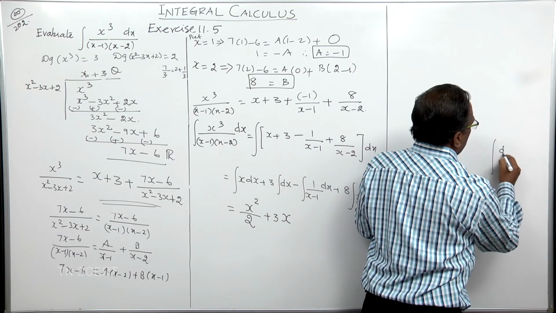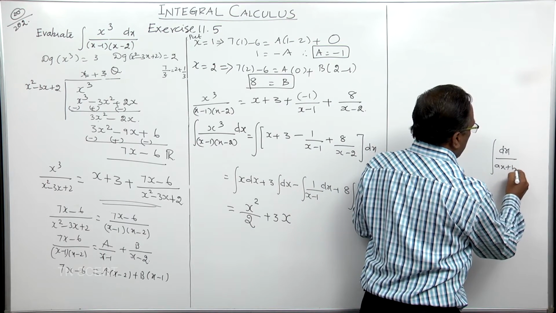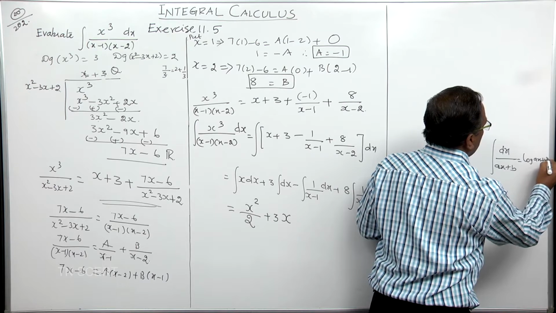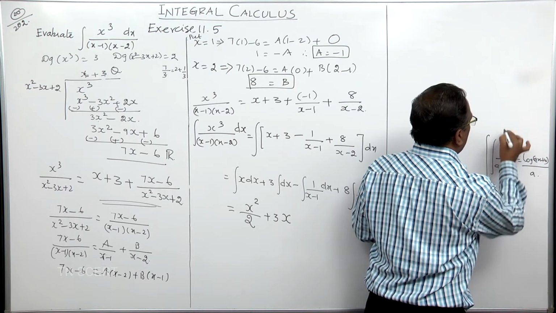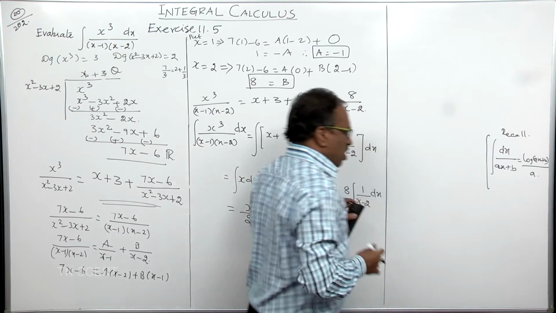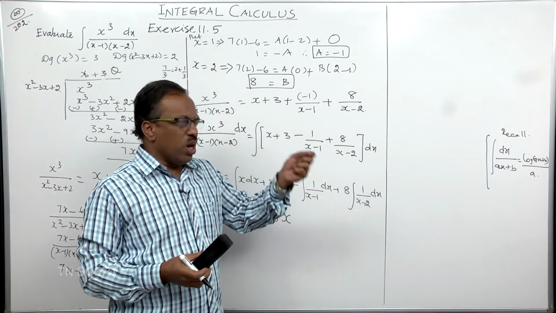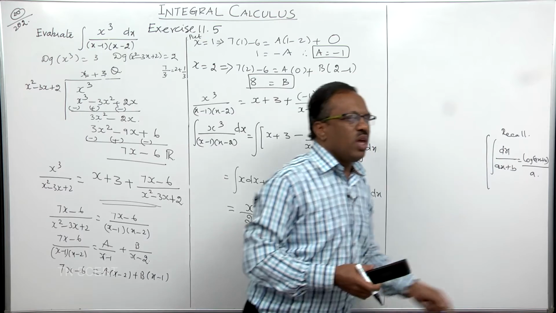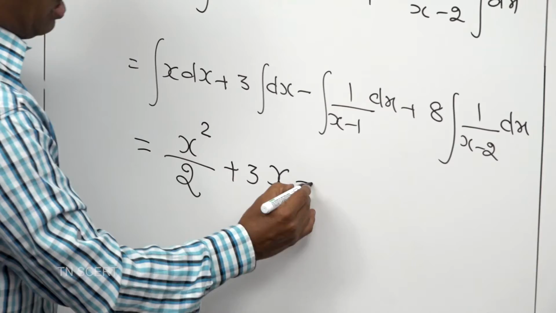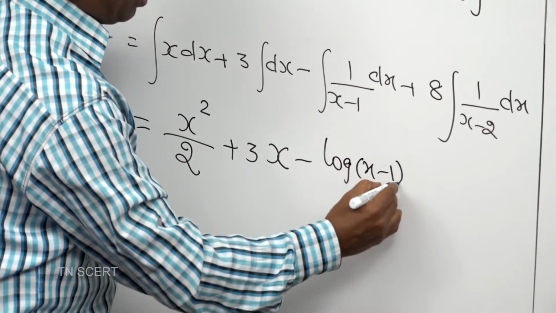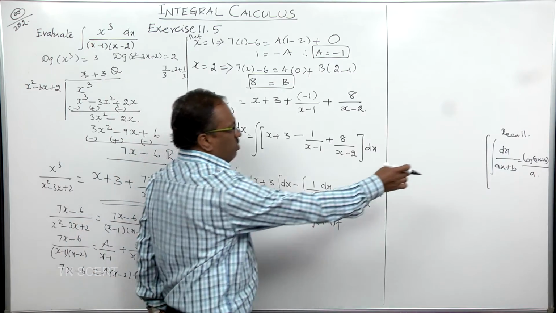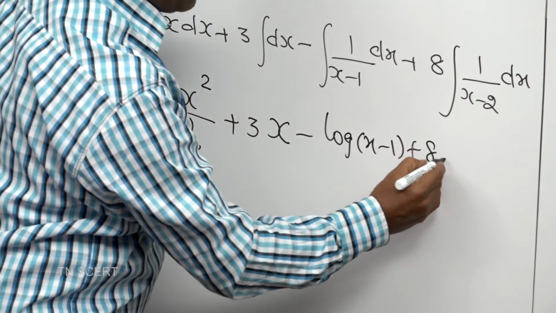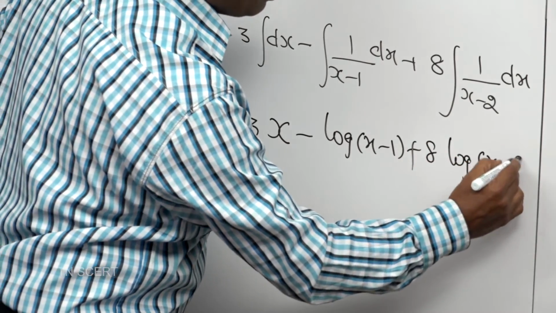Dx by ax plus b, which means log of ax plus b over a. This is the formula that you have to recall. Dx by x means log x, dx by ax plus b means log of ax plus b over a. That means here log of x minus 1, and here we are applying the same formula. Here x does not involve any terms. So, 8 into log of x minus 2.